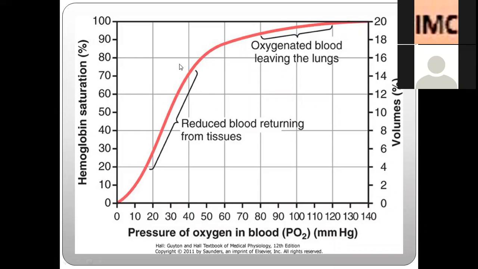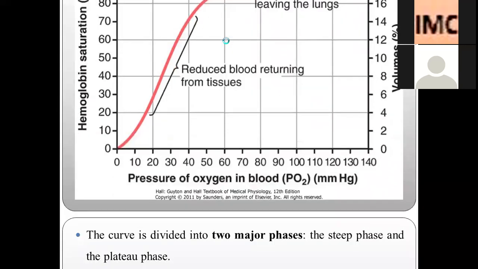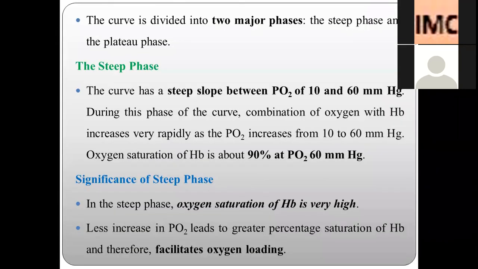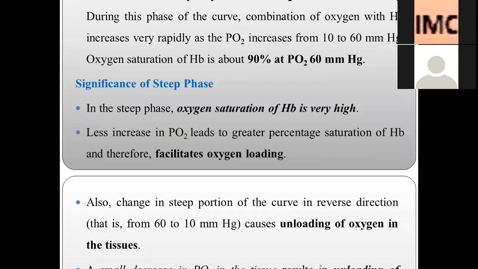So if you see the oxygen saturation, it is around 90%. So very rapidly the oxygen is combined with hemoglobin. So this is the steep phase. What is the significance of the steep phase? In the steep phase, the oxygen saturation is very high and this facilitates the oxygen loading. The attachment of oxygen with hemoglobin is facilitated.